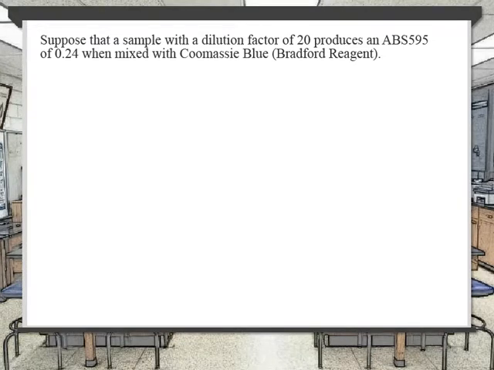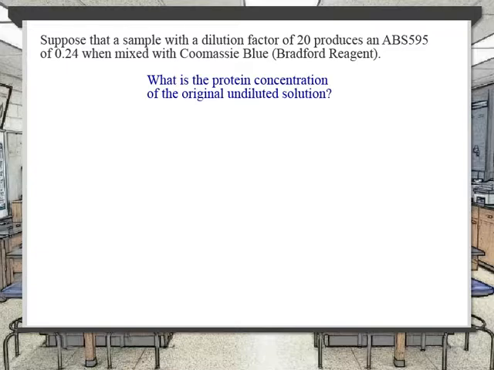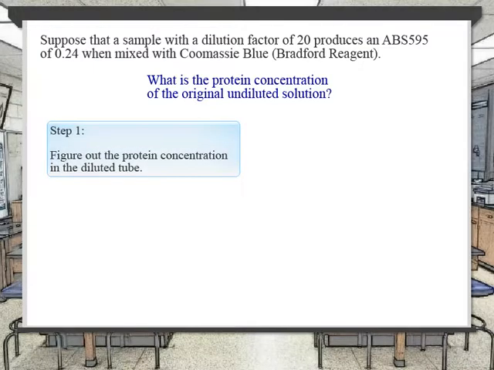Suppose that a sample with a dilution factor of 20 produces an absorbance of 0.24. What is the protein concentration in the original undiluted solution? The first step is to figure out the protein concentration in the diluted tube.